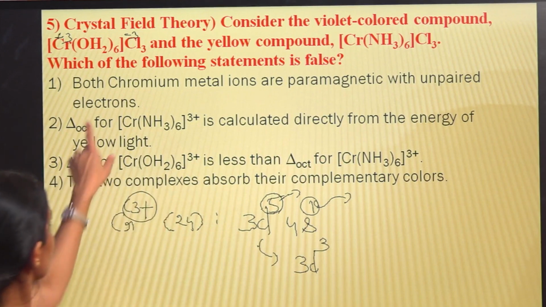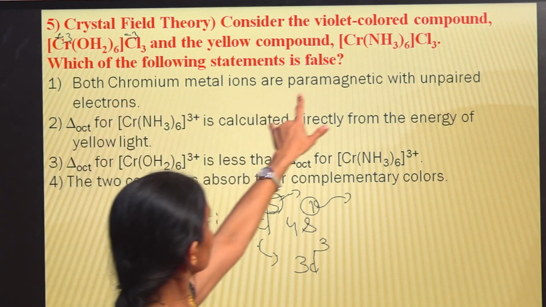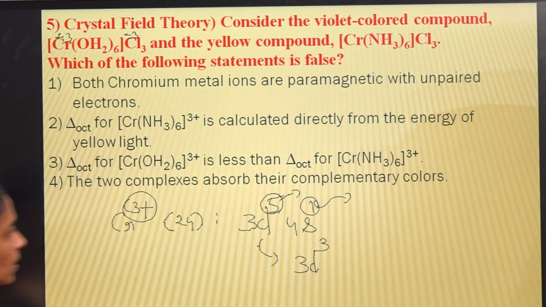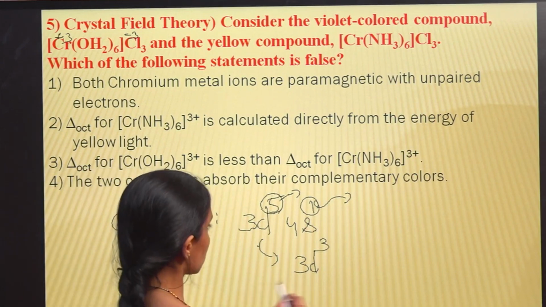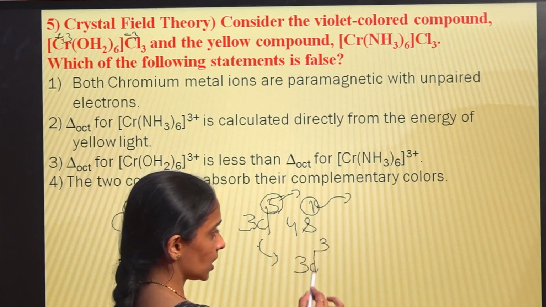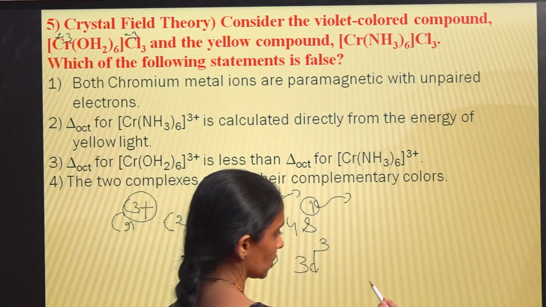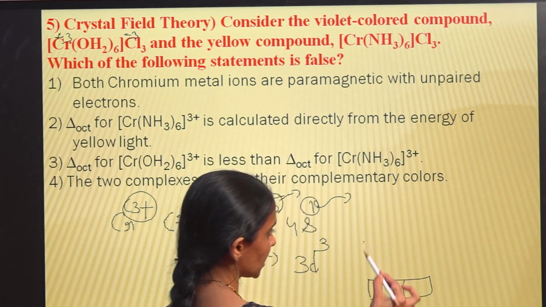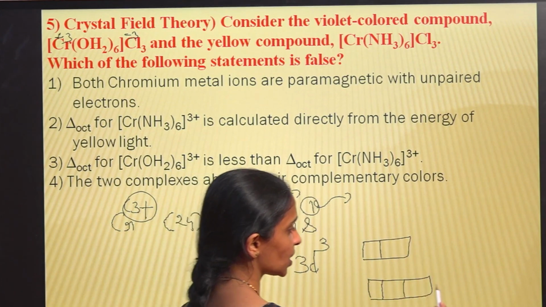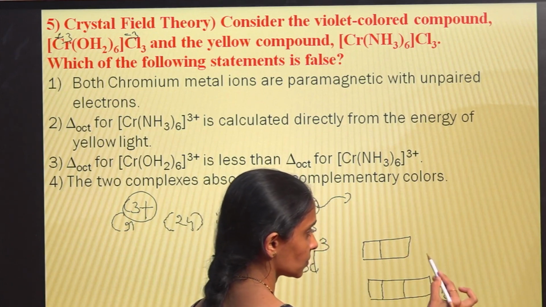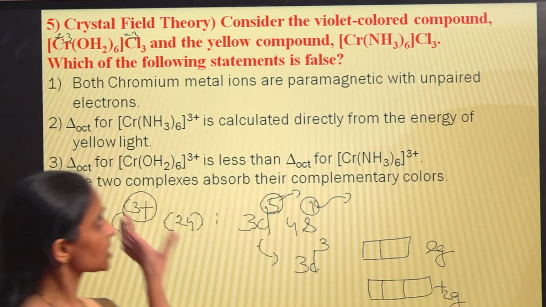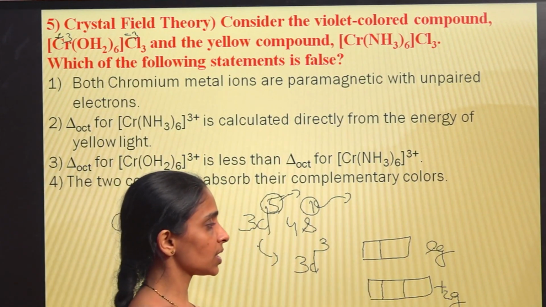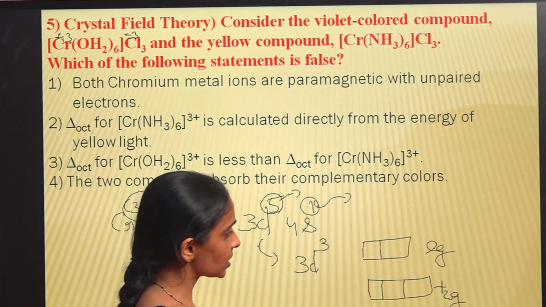Remember, both chromium metal ions are paramagnetic with unpaired electrons. That's true, because when you have a d3 configuration, if you expand it and write in the form of T2G and EG, it's an octahedral complex. Both the complexes are octahedral. So T2G, lower energy, EG, higher energy.